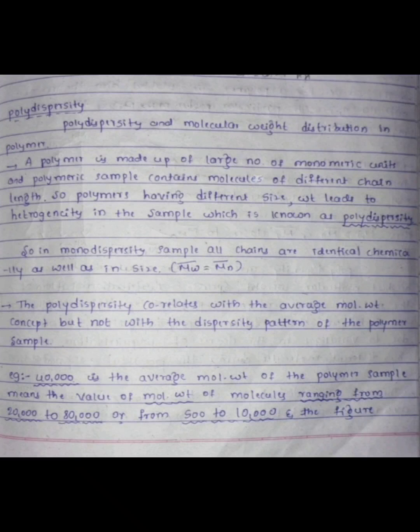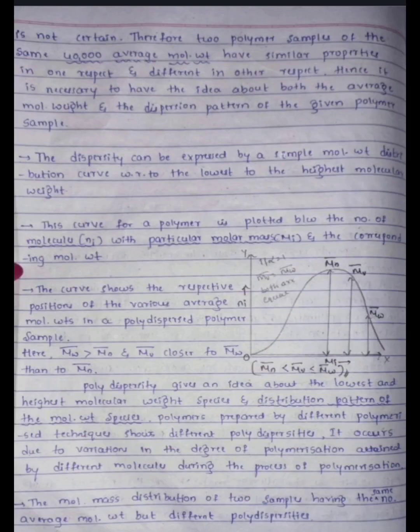We can take an example. 40,000 is the average molecular weight of a polymer sample, which means the molecular weight of a molecule ranges between 20,000 to 80,000 or from 500 to 1000, and this figure is known as an example. Therefore, two polymer samples of the same 40,000 average molecular weight have similar properties in one respect and different in another respect.